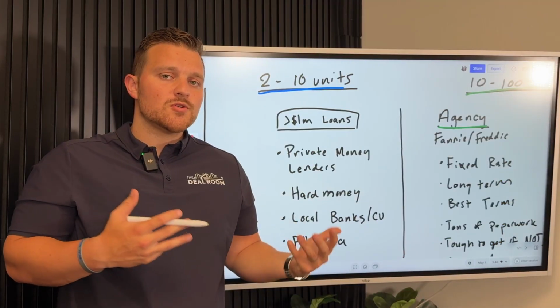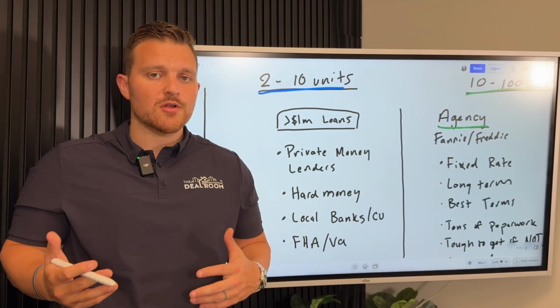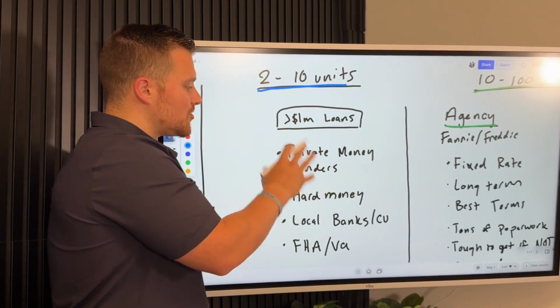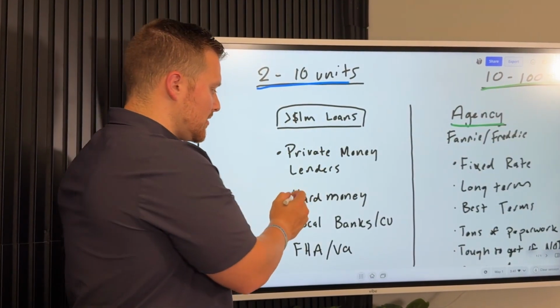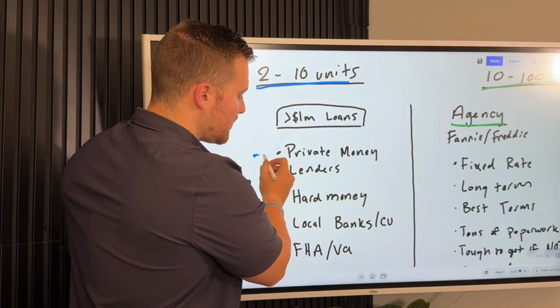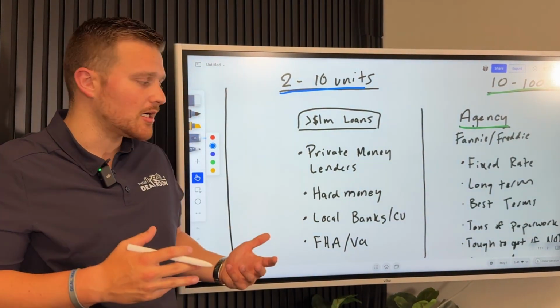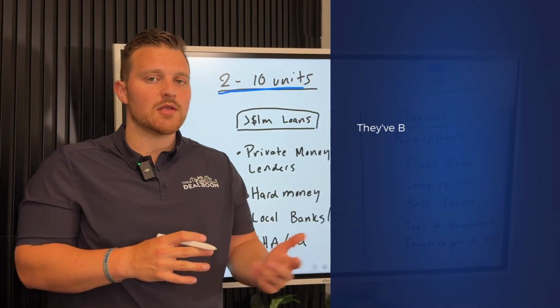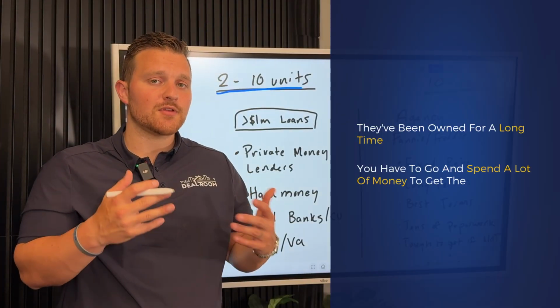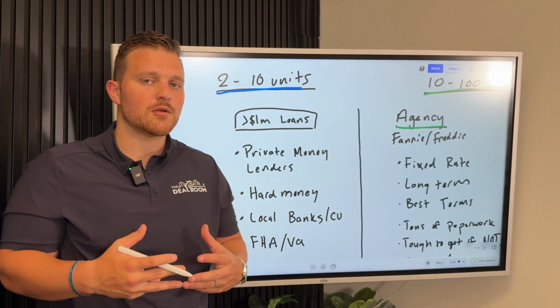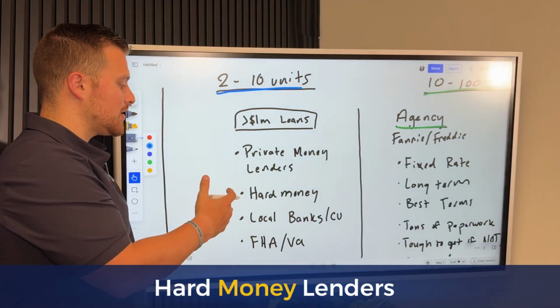So starting out with 2 to 10 units, where most people are starting when getting into multifamily. In the 2 to 10 unit range, these are generally the deals that you're going to be taking to hard money lenders, private lenders, local banks, if there's enough income. But most of the time for these small properties, they've been owned for a long time and you have to go in and spend a lot of money to get the value. And so you're generally going to be taking it to the hard money lenders.